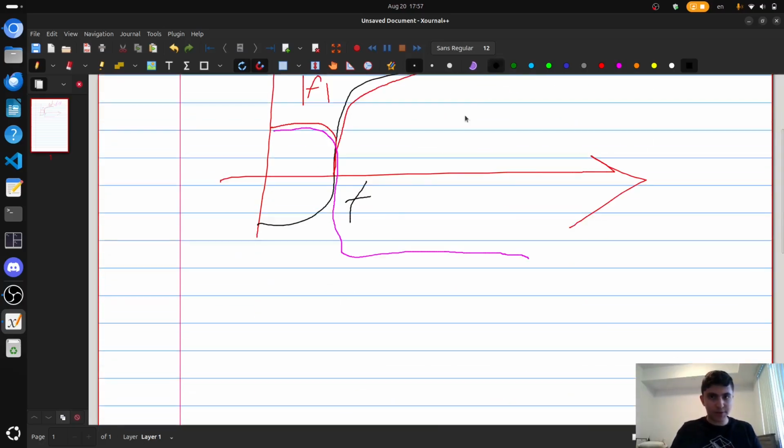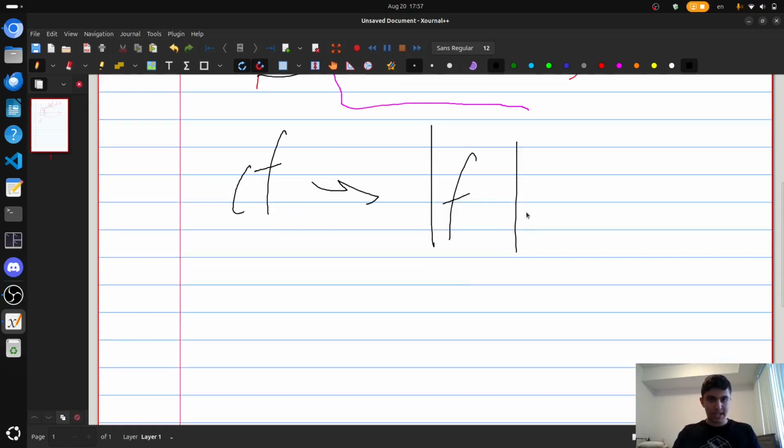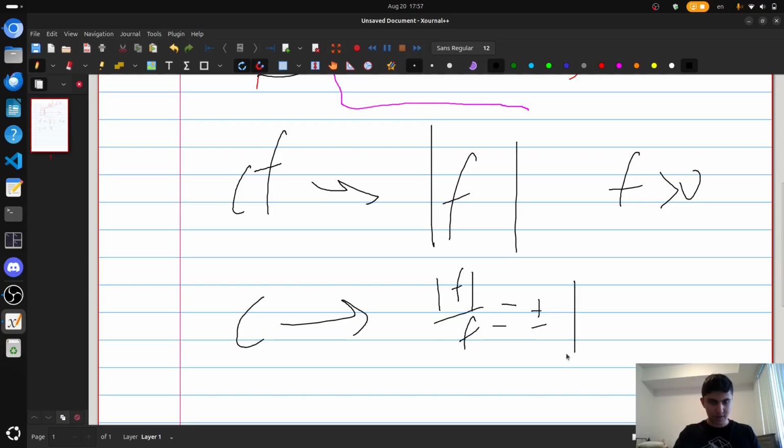Let's say it in more rigorous terms. I want to show this in more rigorous terms. So cf, we don't know if it's greater or less than f. Let's just write it like this, right? cf, f. If f is greater than 0, we have c like this, which is equal to plus or minus 1.